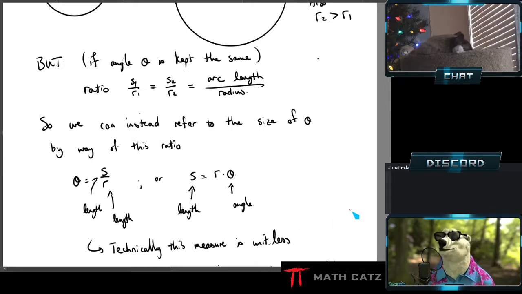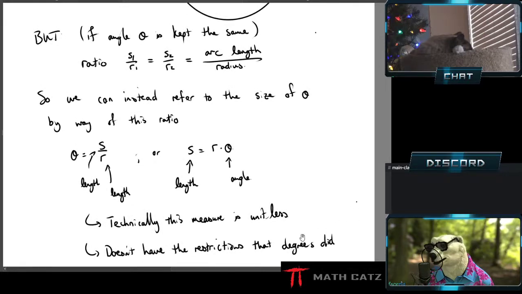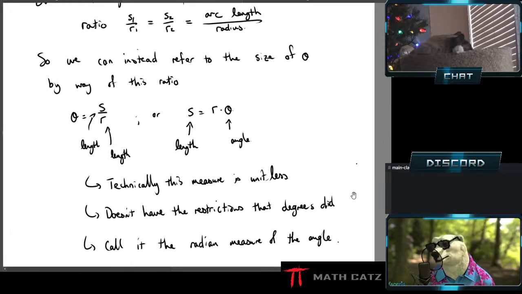Though understandably, I do have sympathy. You don't necessarily really know why it's so useful because that's way into the complicated future that we might never see, unfortunately. It doesn't have the same restrictions that the degree measure has in terms of how I can use it in calculations. We're going to call it the radian measure of an angle.